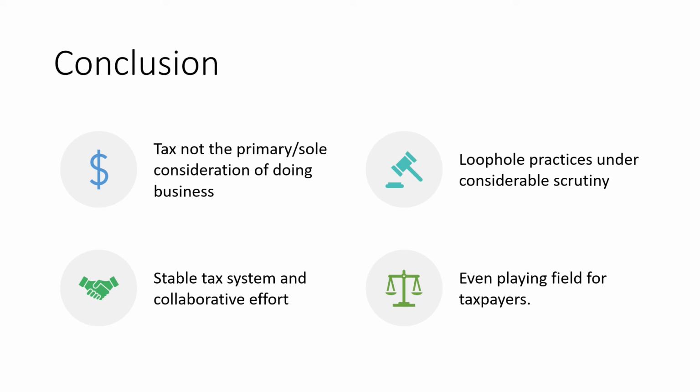To conclude, it is necessary to understand that while tax is an important consideration, it should not be the primary or sole consideration of doing business anywhere in the world. After OECD released its final action plans on BEPS on 5th October 2015, such loophole practices have come under considerable scrutiny by regulatory authorities. With the help of a stable tax system and collaborative effort between countries, it is the view of the OECD that BEPS can be reduced by closing necessary legal loopholes with the objective of maintaining an even playing field for the taxpayers.